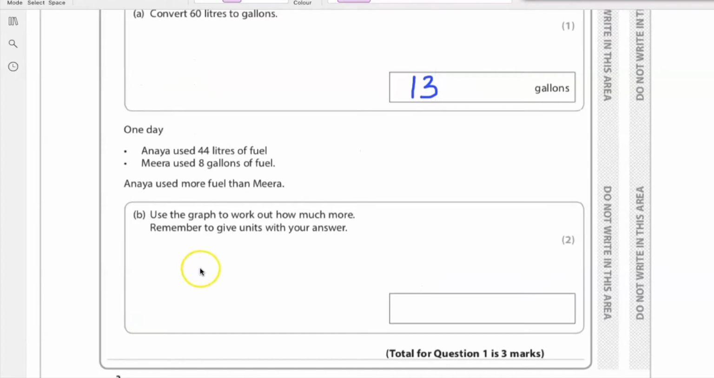So next question. One day, Anaya used 44 liters of fuel. Mira used 8 gallons of fuel. Anaya used more fuel than Mira. Use the graph to work out how much more. Remember to give units with your answer. This is very important whenever you're working out a question, to give units, otherwise you might lose a mark.